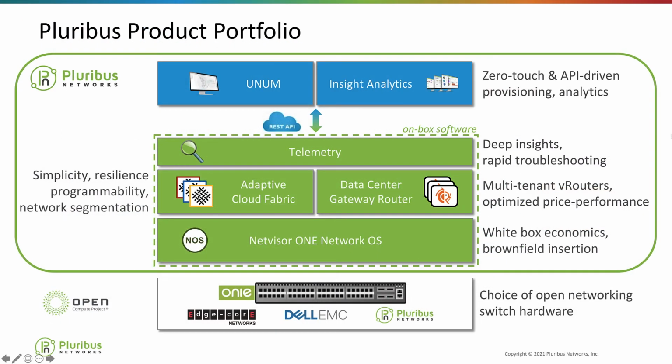UNUM doesn't exist in a vacuum. It manages the Adaptive Cloud Fabric, which is a fabric built of switches running the NetVisor 1 operating system. NetVisor 1 is installed onto a variety of bare metal open networking switch platforms. UNUM also collects telemetry from NetVisor switches and stores the information for Insight Analytics, which enables rapid drill down into fabric issues.